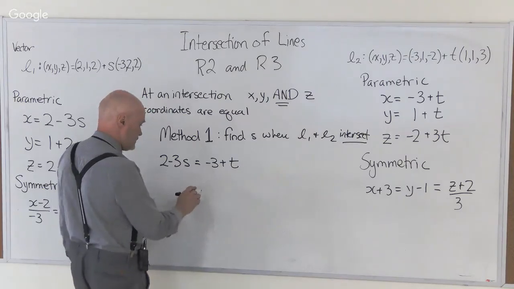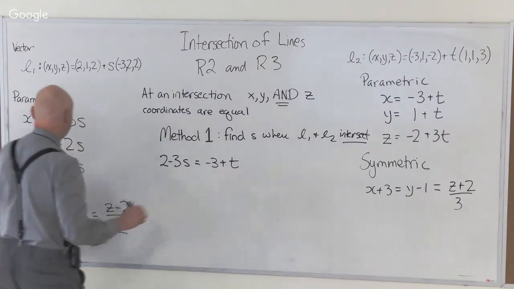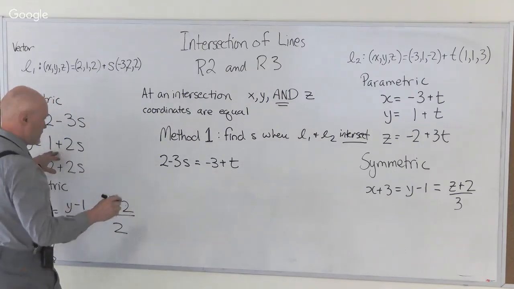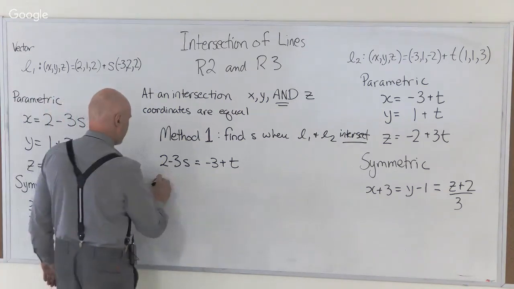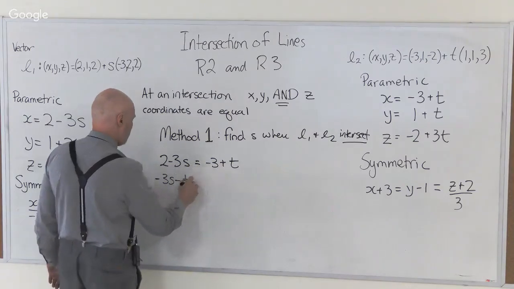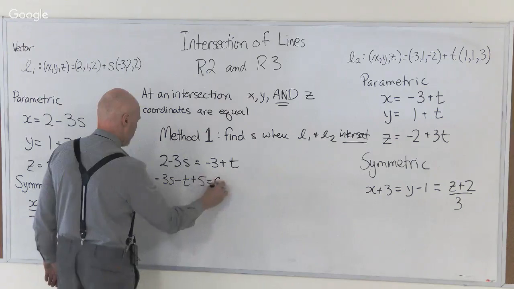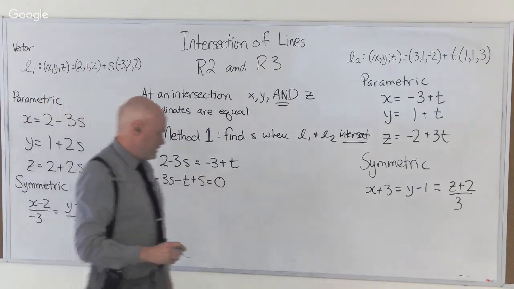Good so far. Now we're also going to say that our y's are equal to each other. Now, just a minute. Do I want to do it this way? No. I'm going to change this into negative 3s minus t is equal to 0, and I'm going to make that my equation 1. So I've just rearranged it into this nice scalar form.